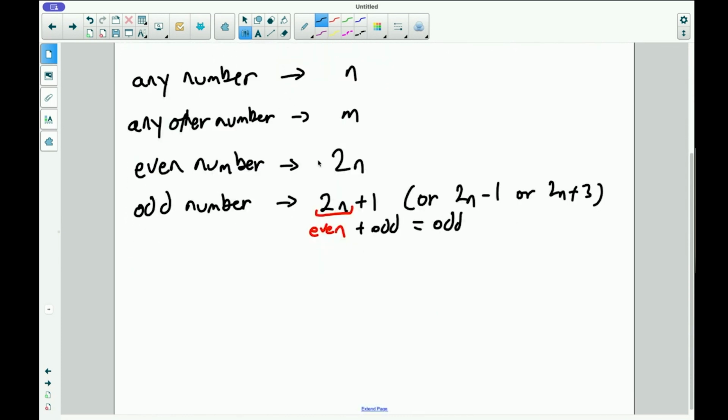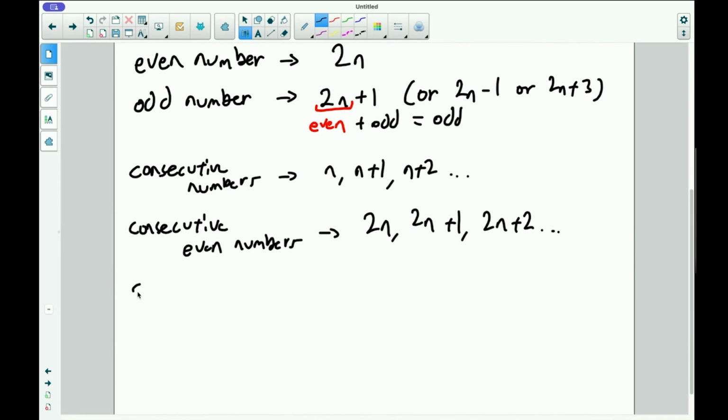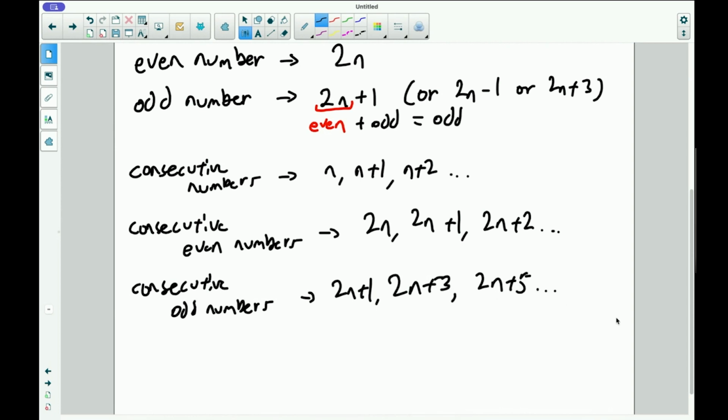Okay. Now, if we look at the term consecutive, right? So consecutive numbers, we could have n, n plus 1, n plus 2, dot, dot, dot. We can apply the same thing to consecutive even numbers, which is just going to be 2n, 2n plus 2, 2n plus 4, and so on. And then we can extend that again to consecutive odd numbers, which is just going to be 2n plus 1, 2n plus 3, 2n plus 5, and so on. All right.